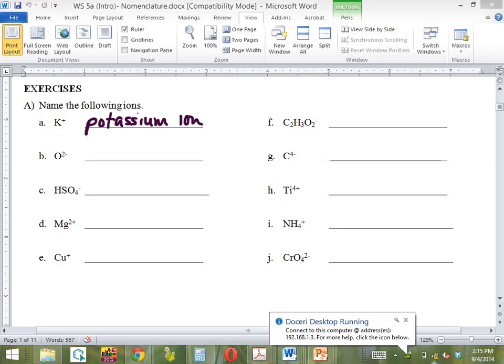If you put a 1 in Roman numerals after that, I will mark it wrong. It doesn't need a Roman numeral. If you forget the word ion, I'll overlook it.